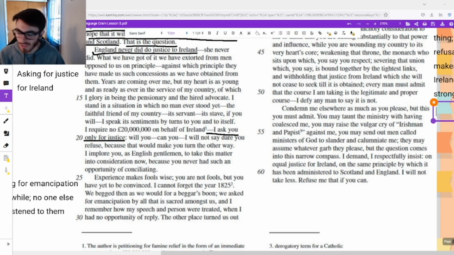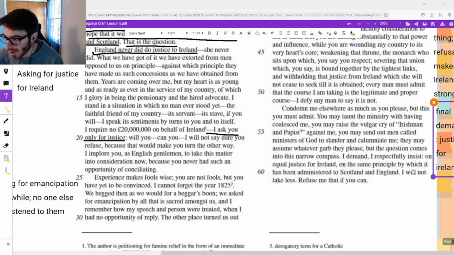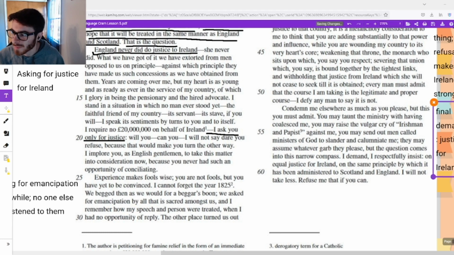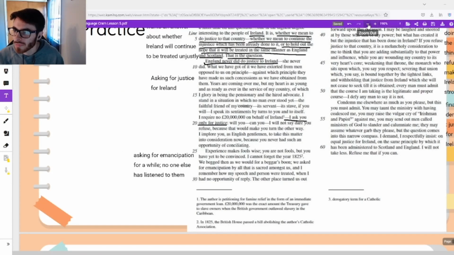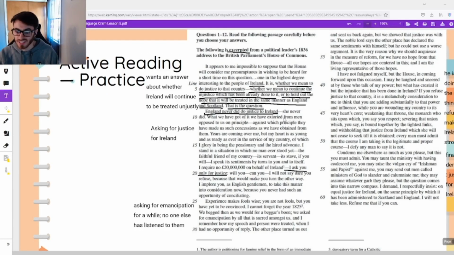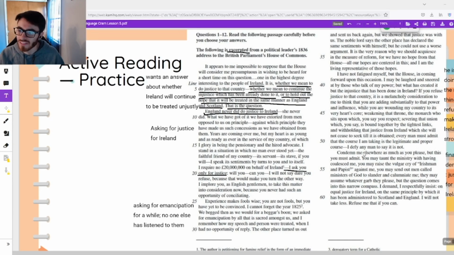Okay, so this is kind of like his final demand, almost acting as a conclusion, right? His final demand, justice for Ireland. He's kind of tying his whole argument together here. All right, so hopefully your active reading was similar to this. Again, it doesn't have to be exactly the same, but should be at least in the same sort of vein.